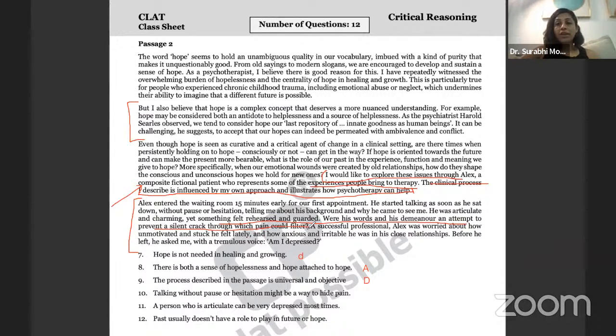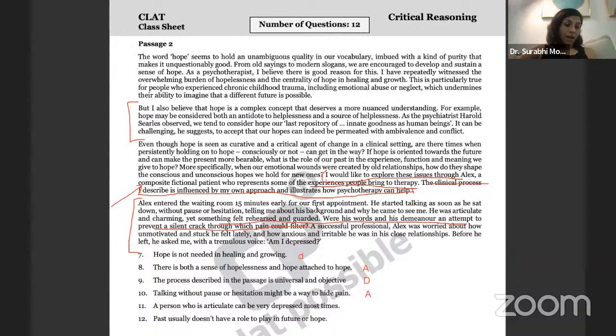So this is not a question, this is a rhetorical question, and the chances are that the author is trying to hint at the fact that a very well poised person, when he or she comes to the author, might be guarding their pain, right? So the answer for 10th is A. A person who is articulate can be very depressed most times.